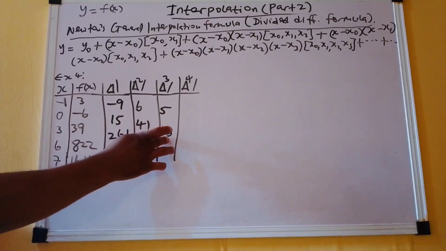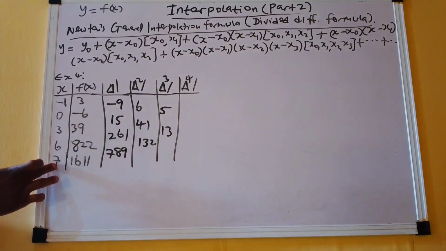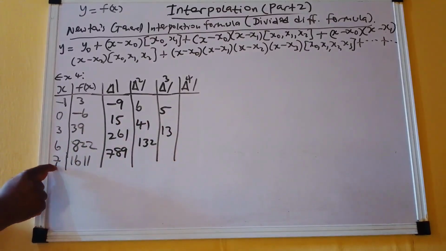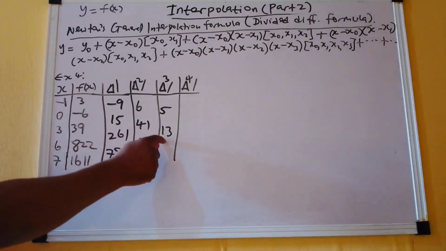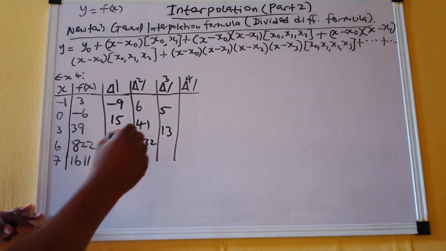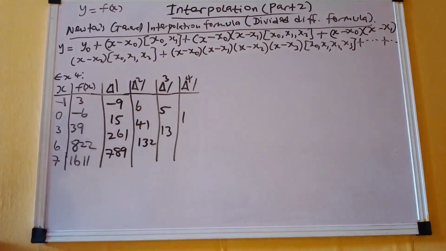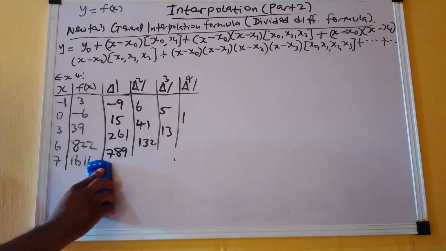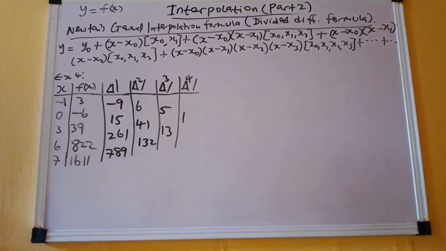Then what gave birth to 13 is from 0 to 7. So we are looking at from 7 to minus 1. 13 minus 5 is 8. 7 minus 1 is 8. 8 divided by 8 is 1. So we have successfully created our divided forward difference table. This is our divided difference table.